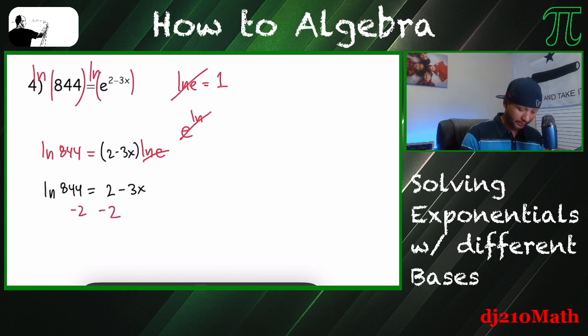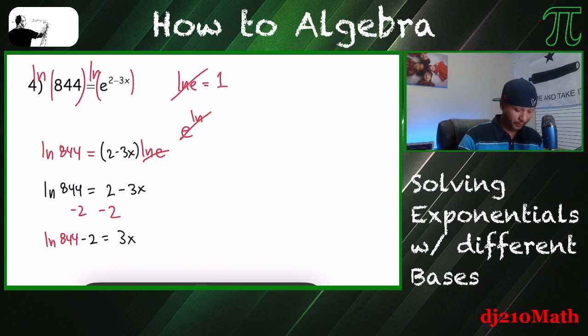Subtract 2 from both sides. So ln, what do you think? 842? Can't do it. You can't. When you subtract 2, you can't subtract 2 from the argument. The argument is part of the natural log. It's inside the parentheses. It's untouchable. So this has got to be ln 844 minus 2, which is equal to 3x.